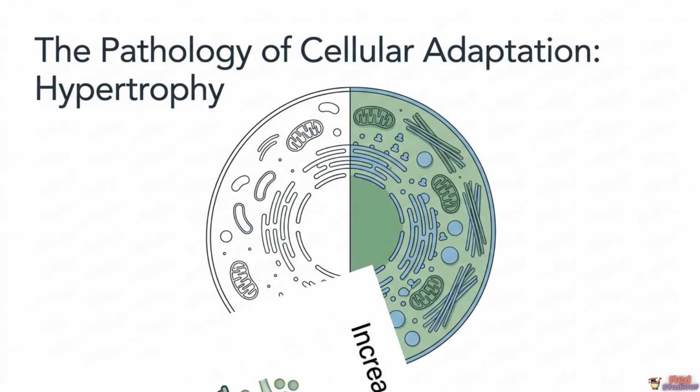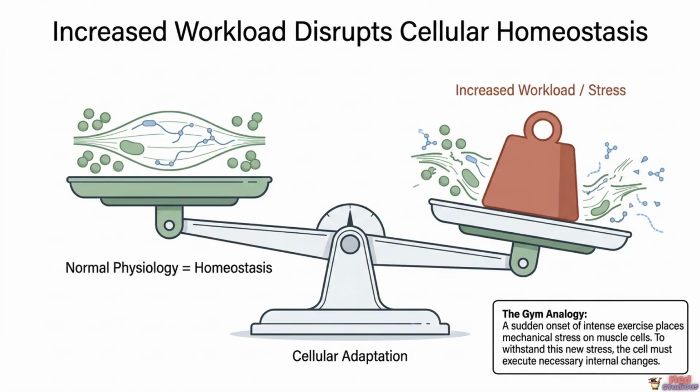Let's begin. Every story of hypertrophy begins with the same trigger, an increase in workload that disrupts the cell's existing state of homeostasis. Remember, homeostasis is the balanced equilibrium state in which the cell efficiently performs all its required functions. Think of it as a perfectly calibrated scale, balanced, stable, and sustainable. Now, imagine placing a heavy weight on one side of that scale. The balance is lost. The cell is now under stress, being asked to do more than it is currently equipped to handle. This is precisely what happens when you begin an intense exercise program, for example.